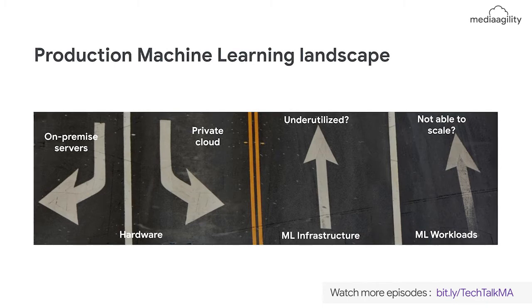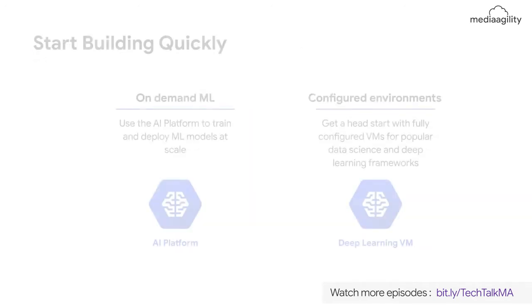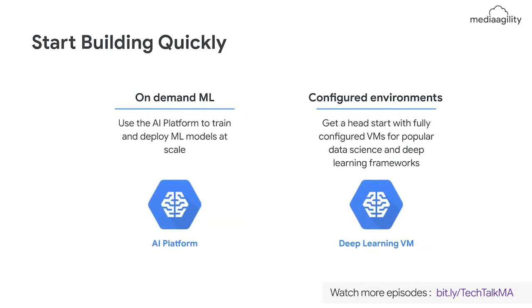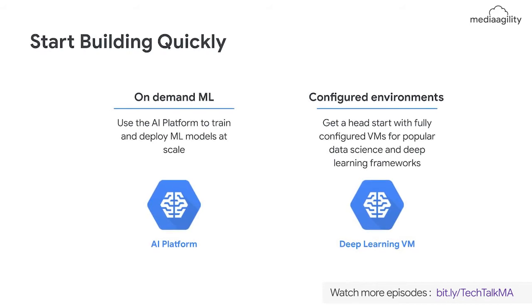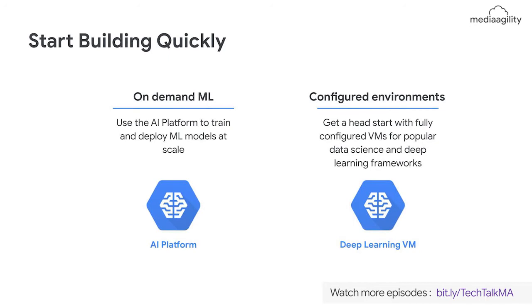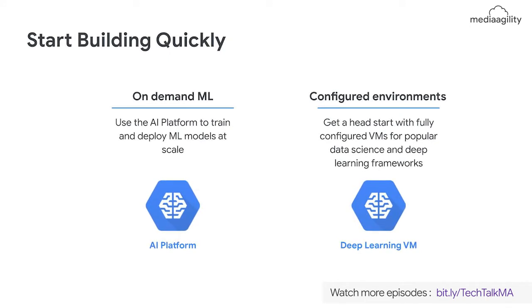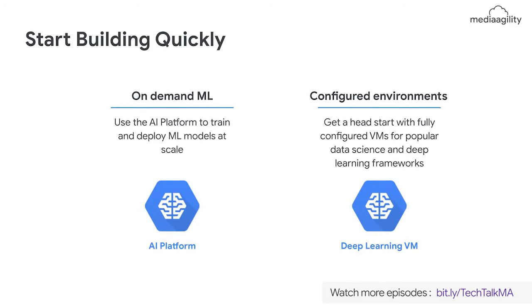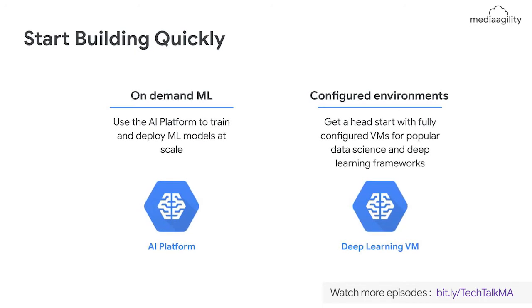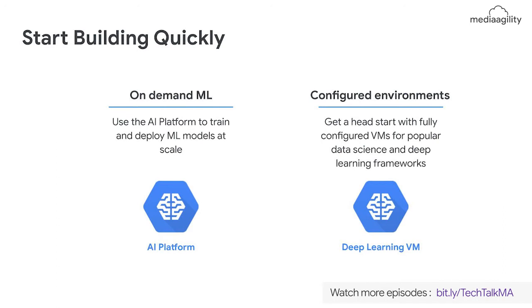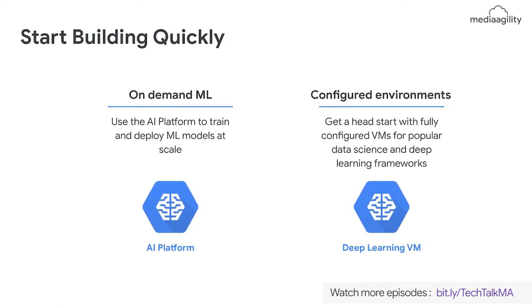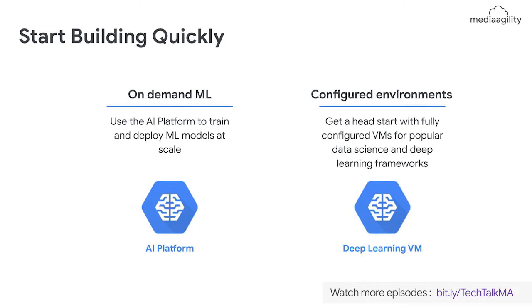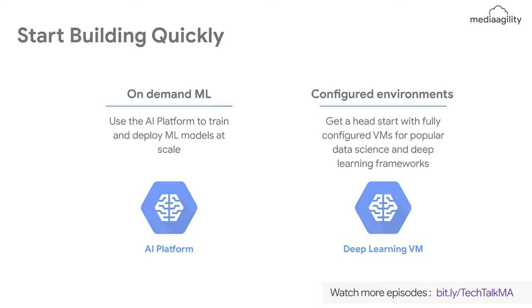How can you not have resource wastage by underutilizing your hardware, or how can you make sure that you're able to scale with the growing needs of infrastructure for machine learning? And for that, I would like to present two solutions by Google Cloud Platform. One of them is called the AI Platform, which will enable you to run on-demand machine learning training jobs. And the other one is deep learning VMs on Google Compute Engine, which are pre-configured environments that give you a head start with fully configured virtual machines for popular deep learning and data science frameworks.